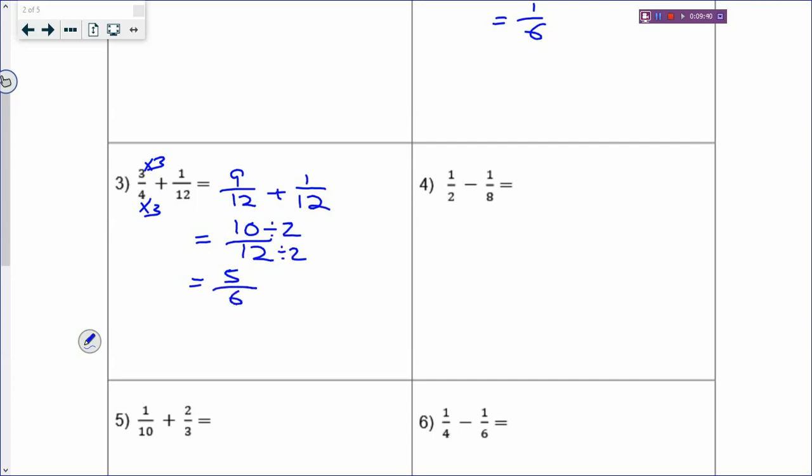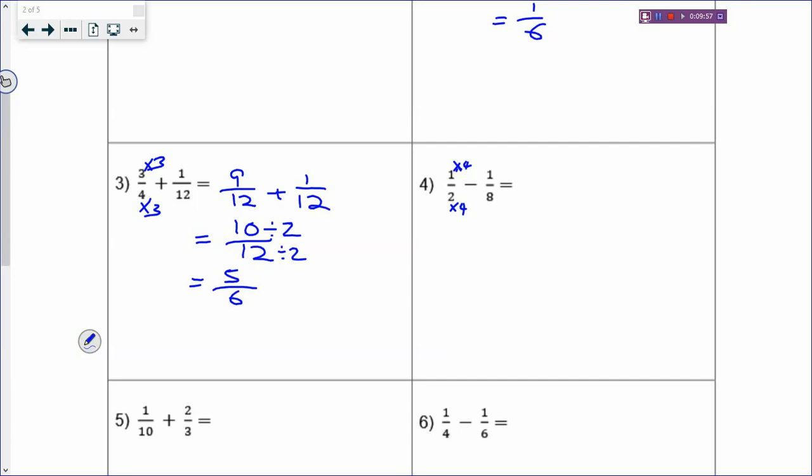And then how about subtraction? Same thing. You have to make the denominator the same. So 2 times 4 and 1 times 4. Okay? So now some of you like to do 2 times 8, 8 times 2, and you get 16 as the denominator. Well, nothing wrong with that.